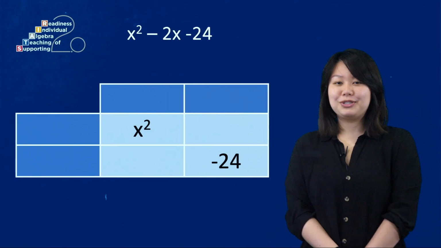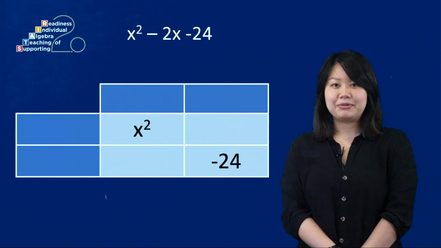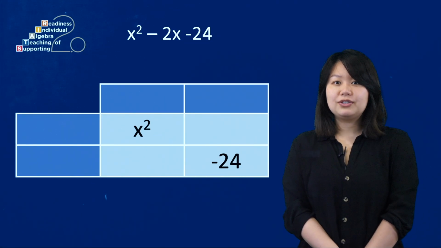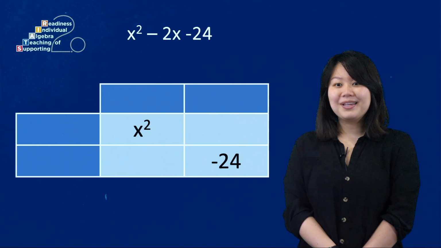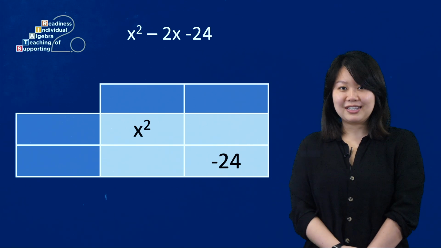So one way to help students transition from the concrete or pictorial representation to abstract representation when factoring quadratic expressions is to teach students how to use the box method. This is a graphic organizer like this one shown right here, and then we're going to look at how to use it.